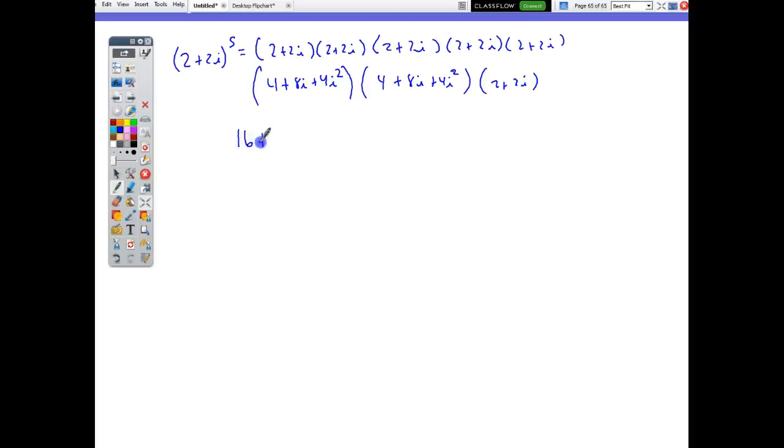So 16 plus 32i plus 16i squareds plus 32i plus 64i squareds plus 64. So this becomes plus 32i to the thirds plus, and then I got the last one, 16i squareds plus 32i to the third plus 16i to the fourth times 2 plus 2i.